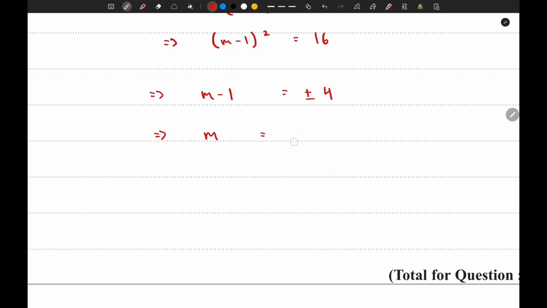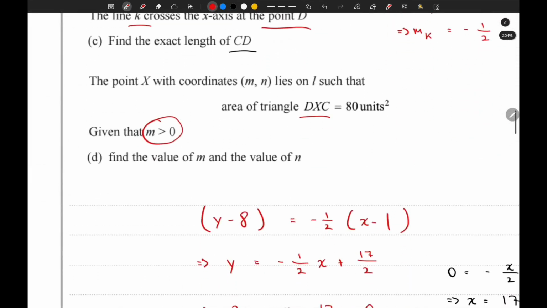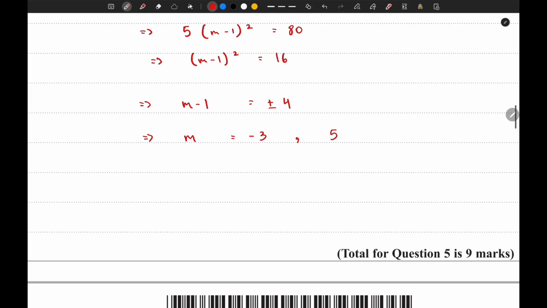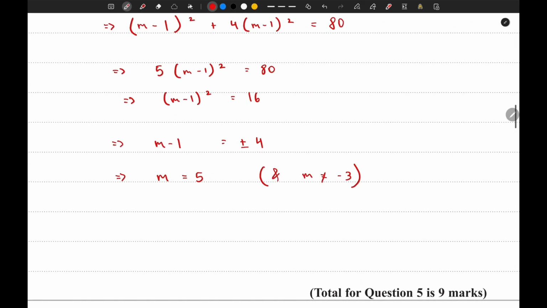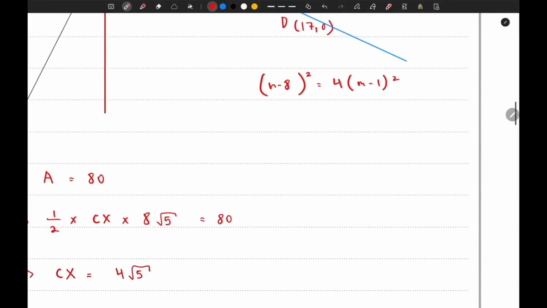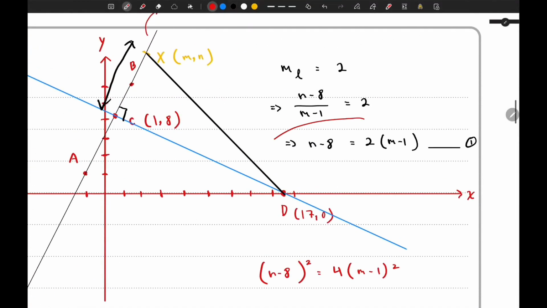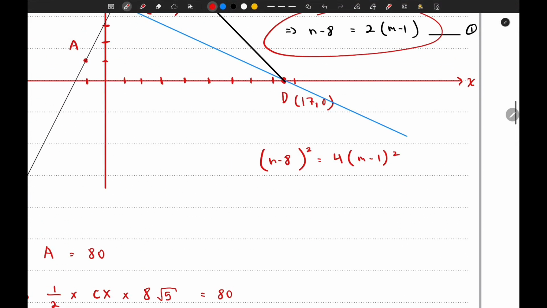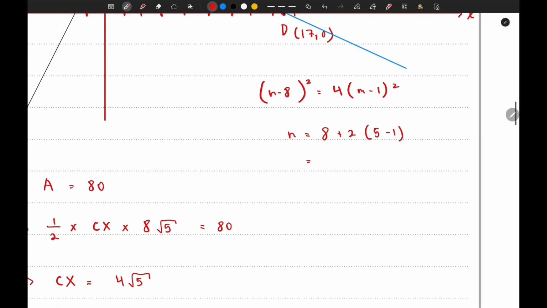So m will have two values, which are minus 4 plus 1, that is minus 3, and the other one is 5. Now we have the information that m is greater than 0, which means m is a positive value. So we can say that m is equal to 5 and m cannot be minus 3. So when the value of m is 5, we just need to find out the value of n. We can just use this equation. So when m is 5, the value of n will be 8 plus 2 times 5 minus 1, that is 16.